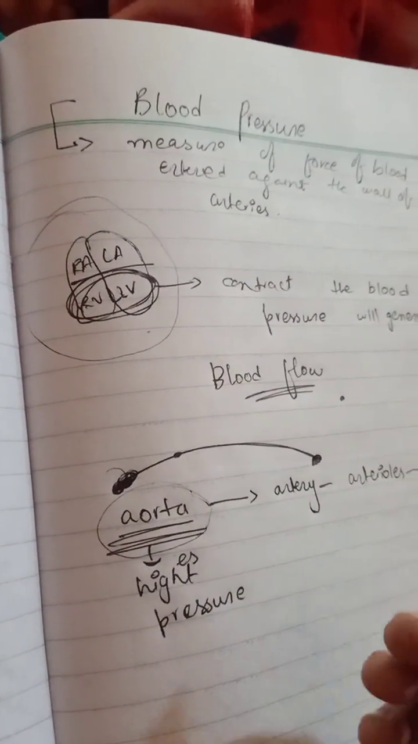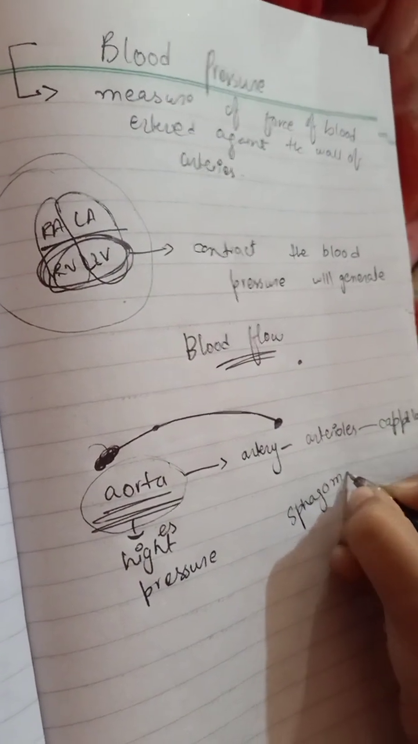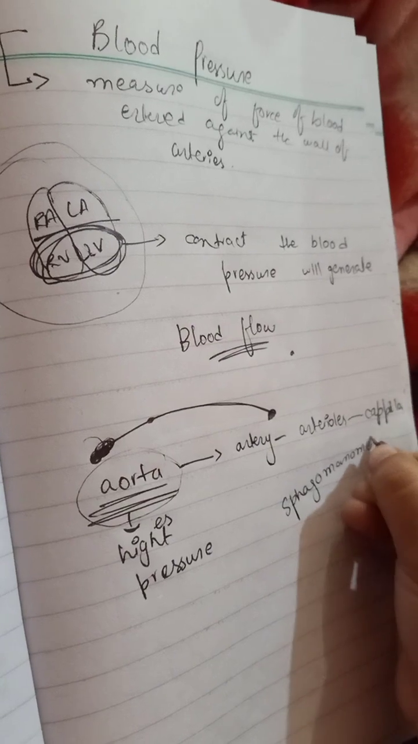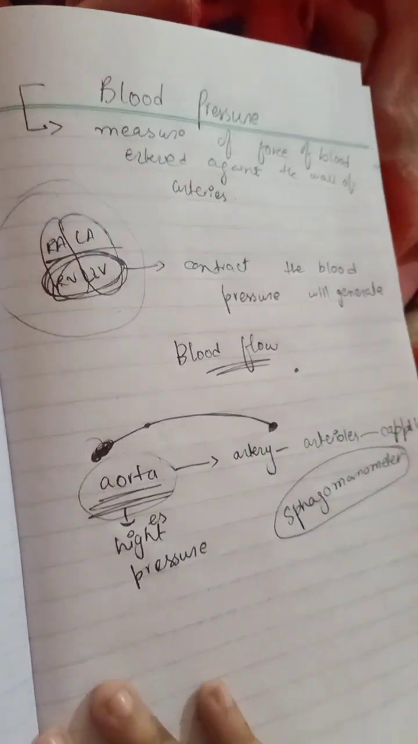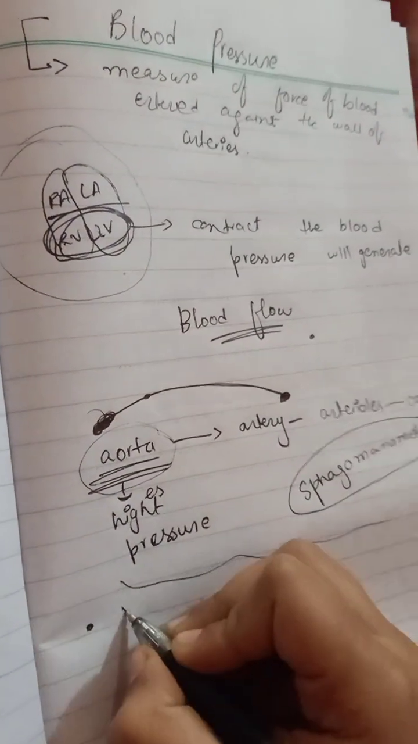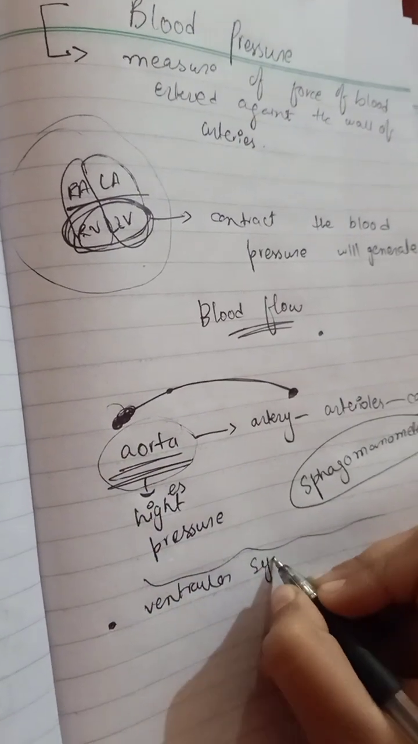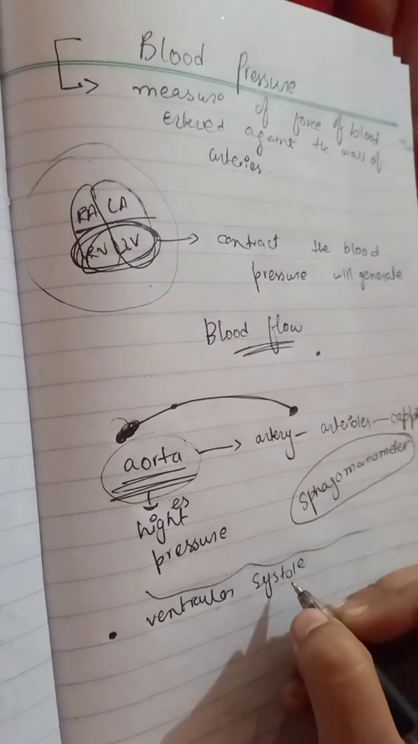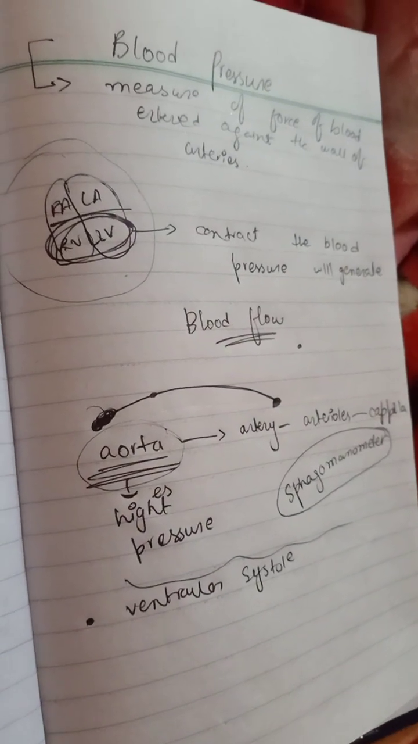We detect the pressure with a sphygmomanometer. This is a pressure instrument through which we detect the pressure. Then we have ventricular systole. What does it mean? We also call that the normal systole of the blood pressure.